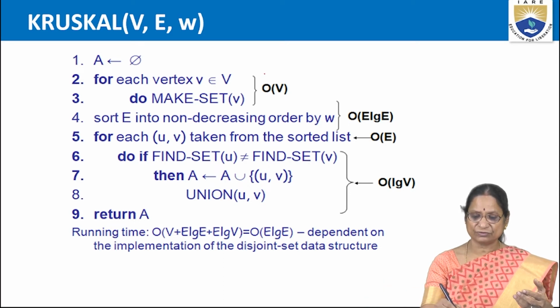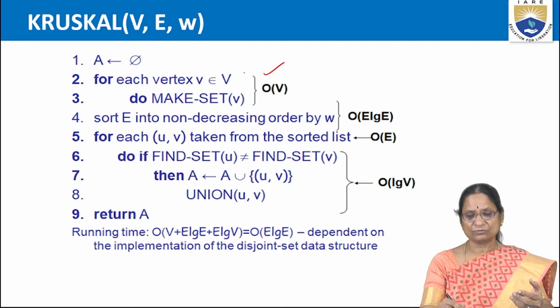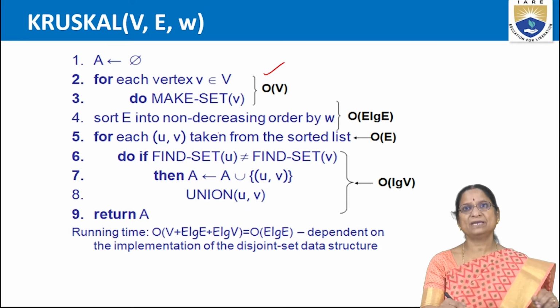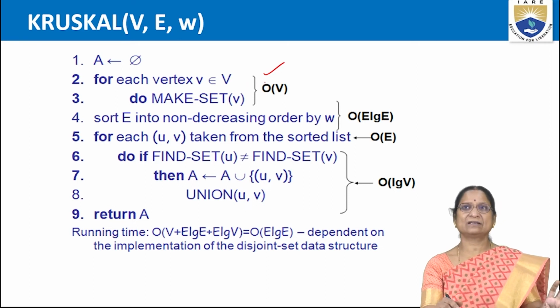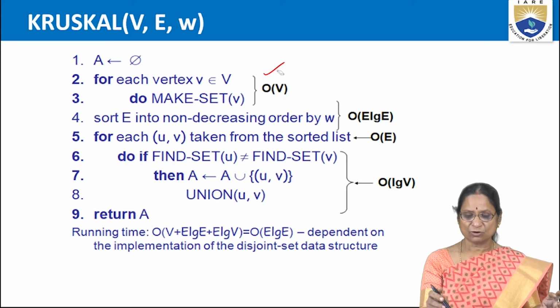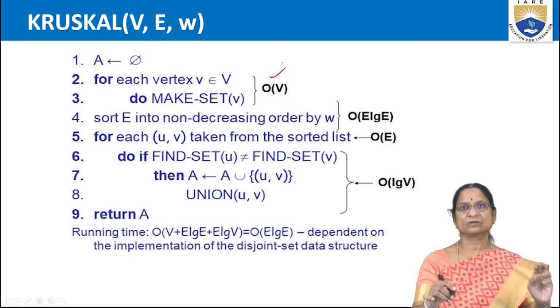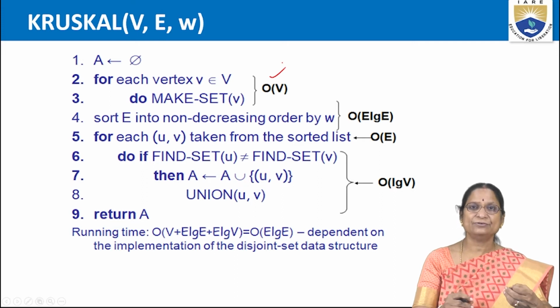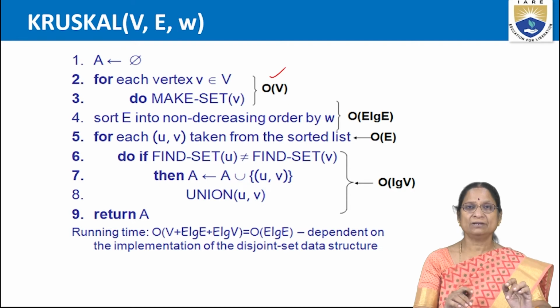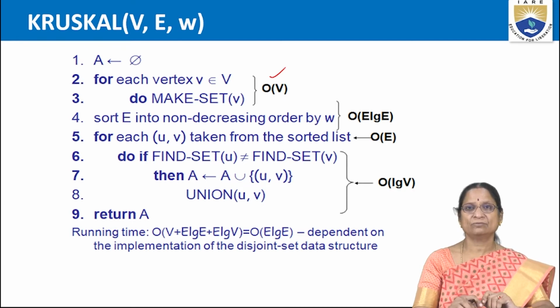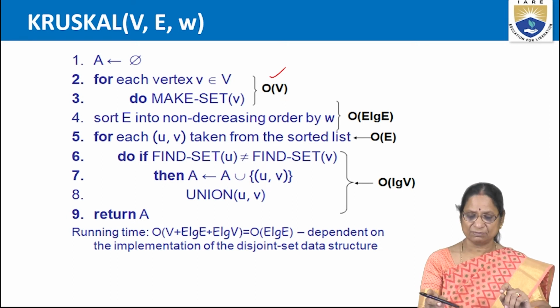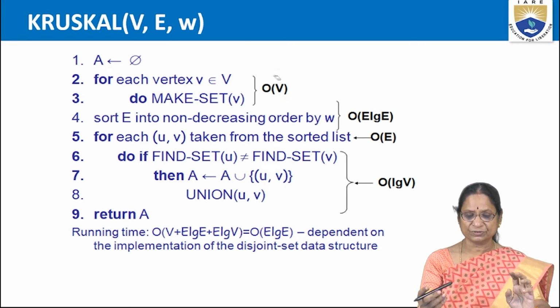For construction of the forest, for each vertex v belonging to V, do make set of v. Make set is constant time. So what is the time complexity of these two lines? Order of V. Make set means a new set is created just like that, so it's constant time. But we are doing it V number of times, the number of vertices. So the complexity is big O of V.